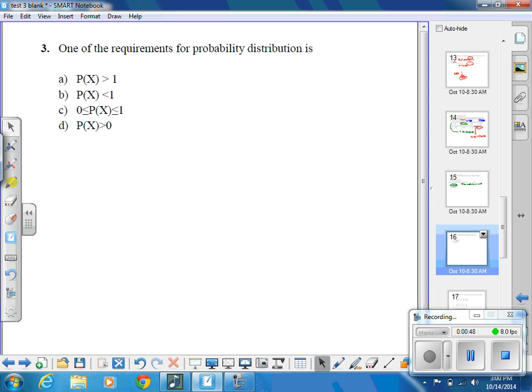Now, let's move on to number 3. Number 3 is asking us, one of the requirements for the probability distribution is what? Which one of these? Well, if you remember, your P of X always has to be in between 0 and 1. It can't be a negative number, because it can't be negative. That kills B. It can't be greater than 1 because they all have to add up to be equal to 1. And you can't just put greater than 0 because that can mean something bigger than 1. So it's got to be C. Make sure you know that.